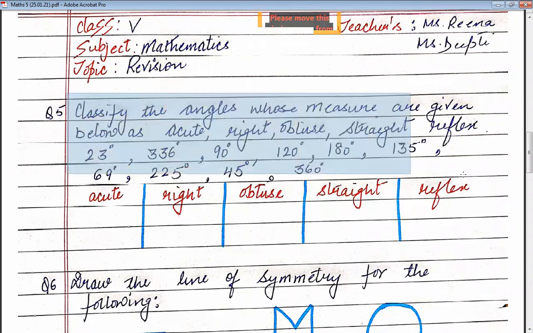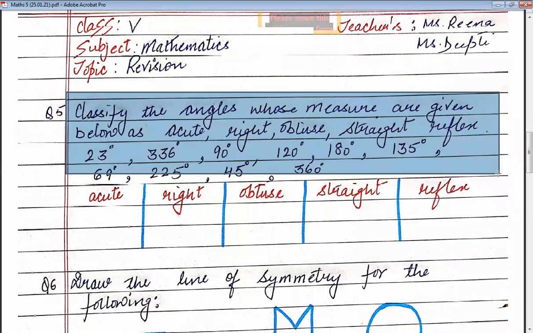Let's read question number 5. Now, you have to classify the angle whose measures are given below as acute, right, obtuse, straight, and reflex. Now, children, let's do it one by one. I guess you remember all these angles. Let's discuss first. Now, children, you know that right angles are those angles whose measure is always 90 degree. Yes, you are right. It is always 90 degree. And all the angles less than 90 are acute angles. Okay? These are acute angles.